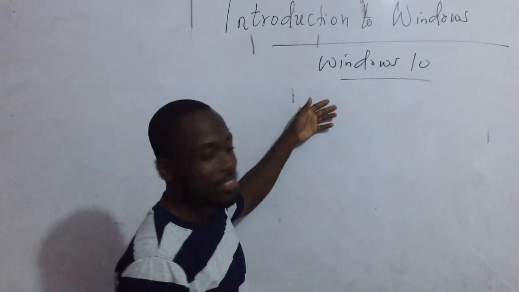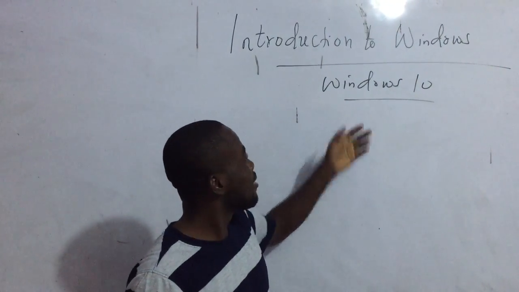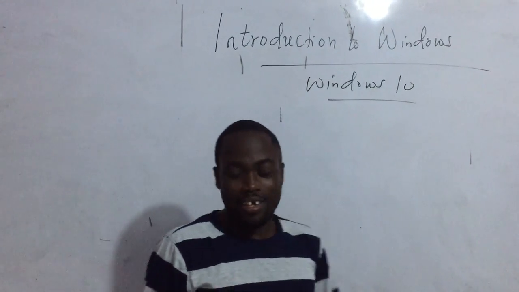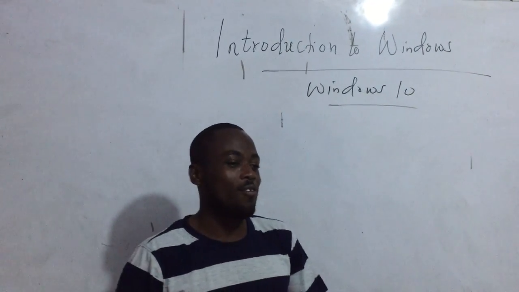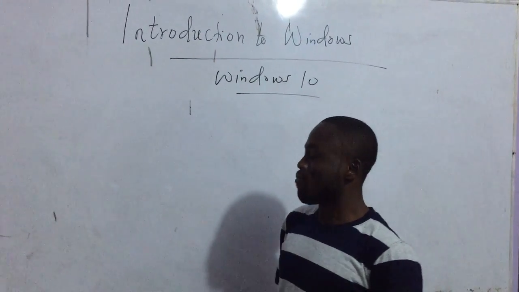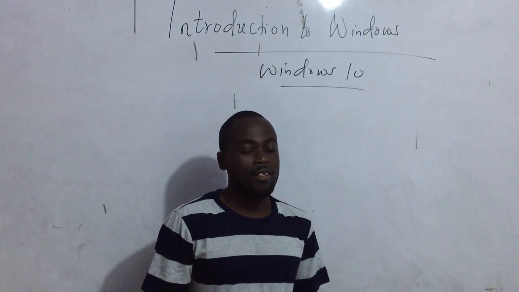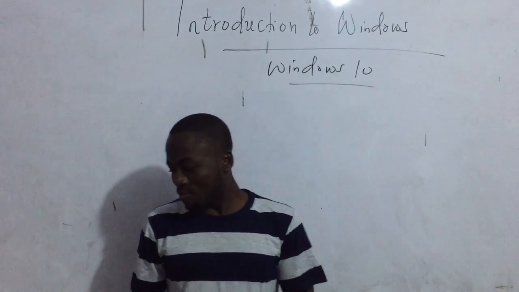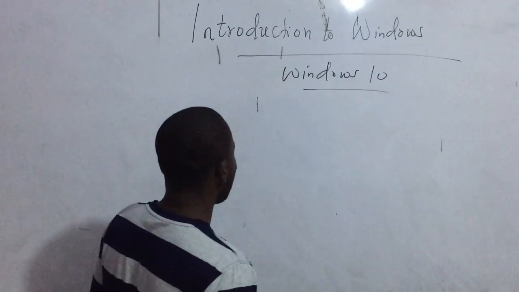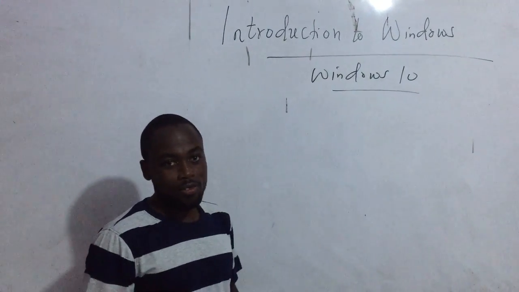Introduction to Windows 10. Like we started doing in our face-to-face lecture, this is the online version. Windows 10 is part of the Microsoft operating system released for both client and server systems. So today we want to look at the features of Windows 10 and the features that distinguish it from other versions of Windows.